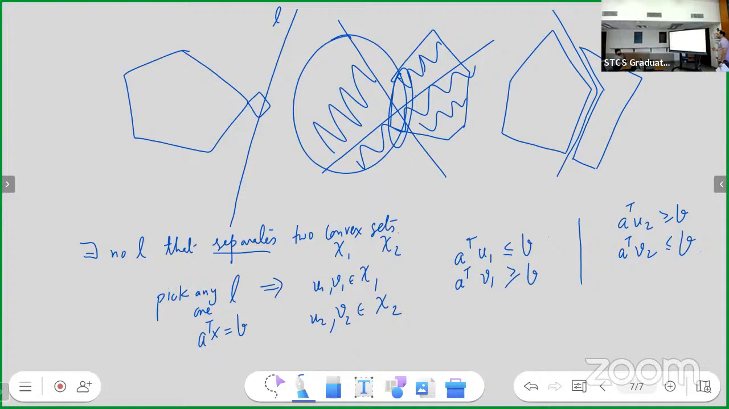A transpose (U1 minus V2) is less than or equal to 0. A transpose (U1 minus V2), okay, is less than or equal to 0. And similarly for this one here. That is how you get the transpose of U1 minus V2.